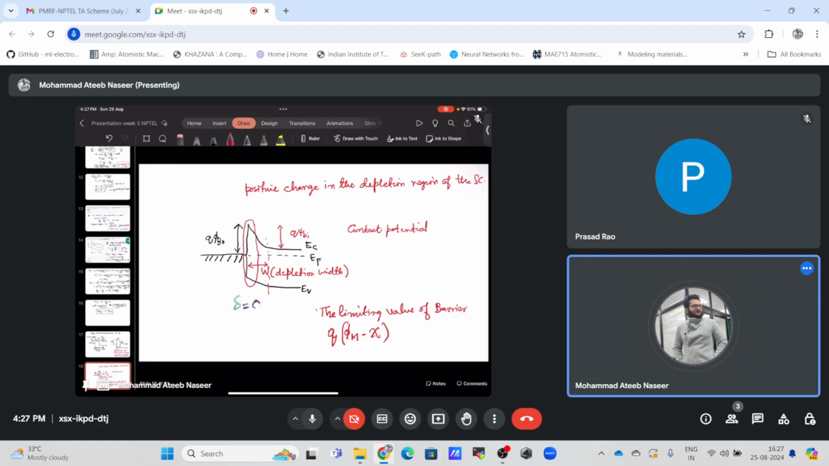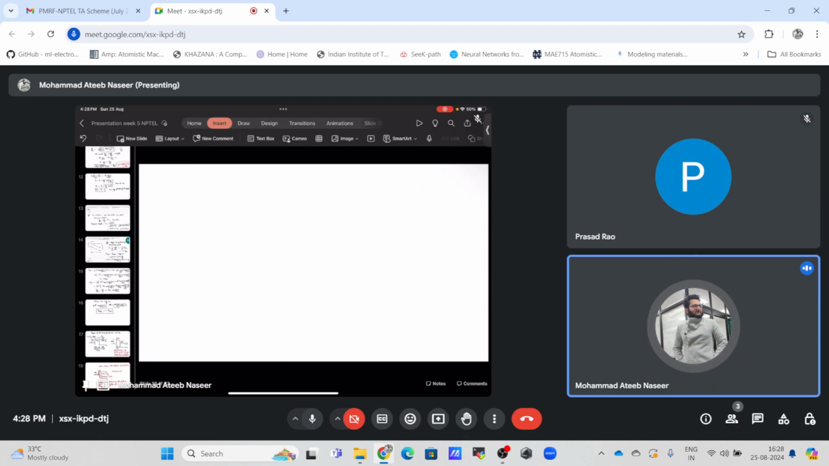But in reality, delta is not equal to 0, and that is the case in practical applications. As a result, the ideal behavior of this metal semiconductor Schottky junction will not be there. This barrier is known as the Schottky barrier. Now there are some conditions on this Schottky barrier.